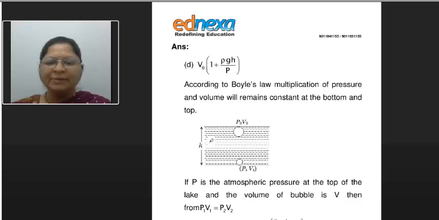Now here the depth has been given to be h and the density of water has been given to be rho. According to Boyle's law, the product of pressure and volume will remain constant at the bottom and top. So what you can write is that P1 V1 is equal to P2 V2.